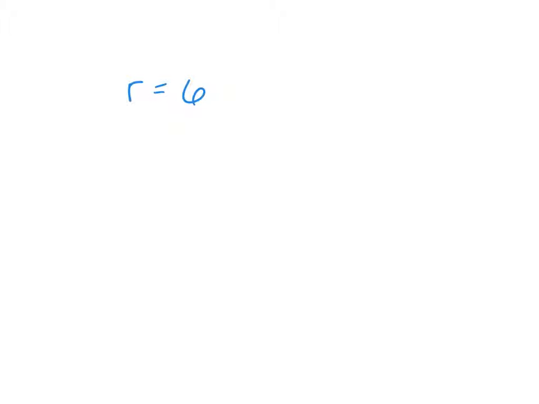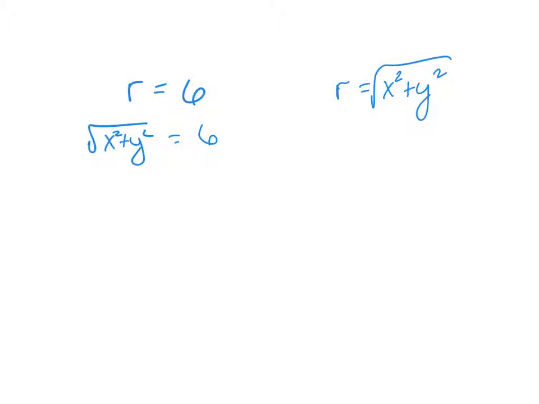Well, we know if you look at your formula sheet, R equals the square root of X squared plus Y squared. I think it's the square root of that. Yep. So that's going to be the square root of X squared plus Y squared equals 6. How do I get rid of the root? Square it on the other side. You square, and we get X squared plus Y squared equals 36.